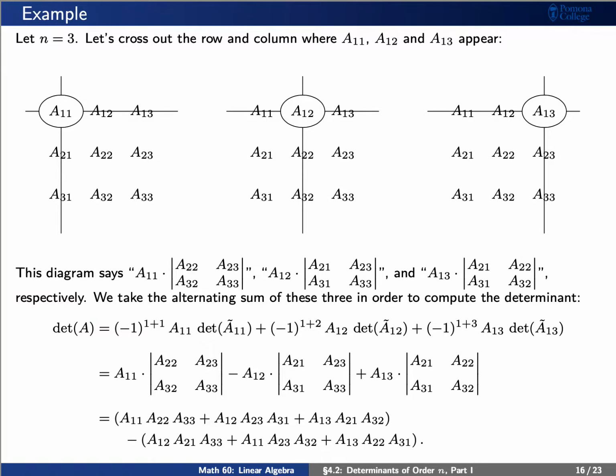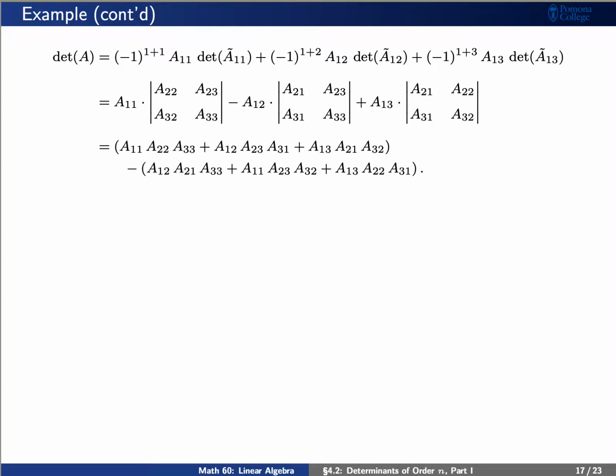Now for the determinant, we need to take the alternating sum of these three. So we'll have a plus, minus, plus. In this case, we'll have A11 times the determinant of A11 tilde minus A12 times the determinant of A12 tilde plus A13 times the determinant of A13 tilde. From this definition, we can now expand out the determinant for our smaller 2 by 2 matrices, and when we clear off the dust, we see that here we have a sum of 6 terms. Let's take a look at these 6 terms in a slightly different way.